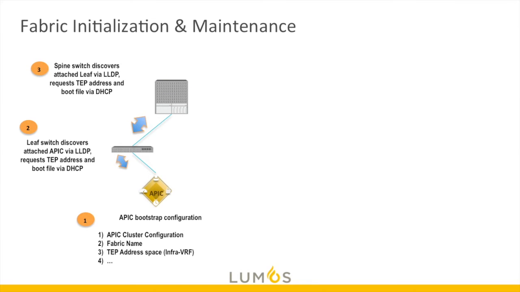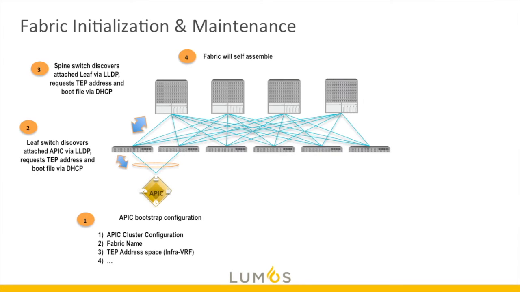So once the first leaf is discovered, the leaf will start to discover that it's connected to multiple spines, and the spines will get their IP addresses via DHCP as well. And they discover that they're plugged into each other again through LLDP. Then the fabric will assemble. It will discover all the ports. On most of the leaves, in fact, all of the leaves that I'm familiar with, we have dedicated ports that are to be used for uplinks. So these are 40 gig or 100 gig ports that go up to our spines.